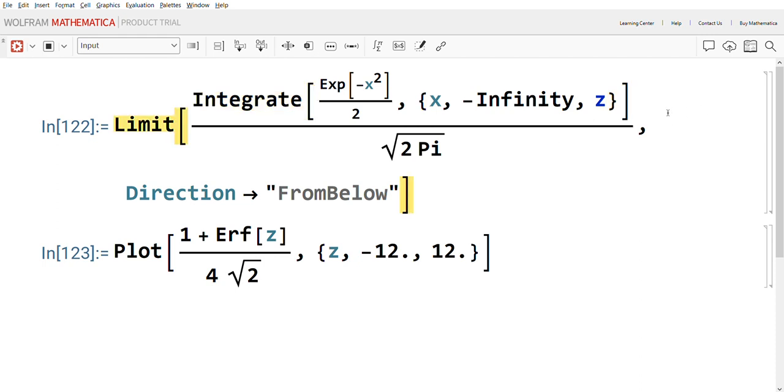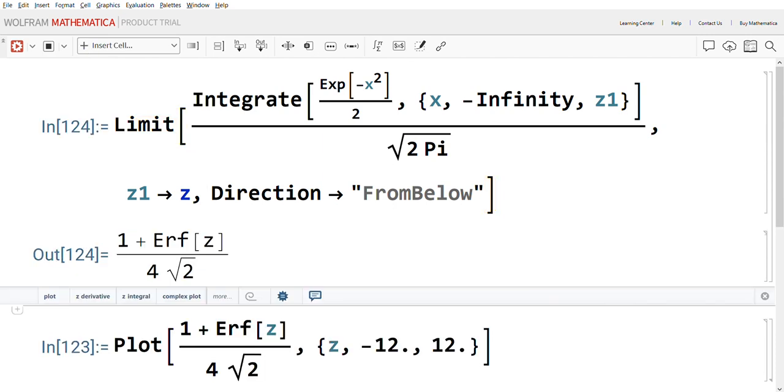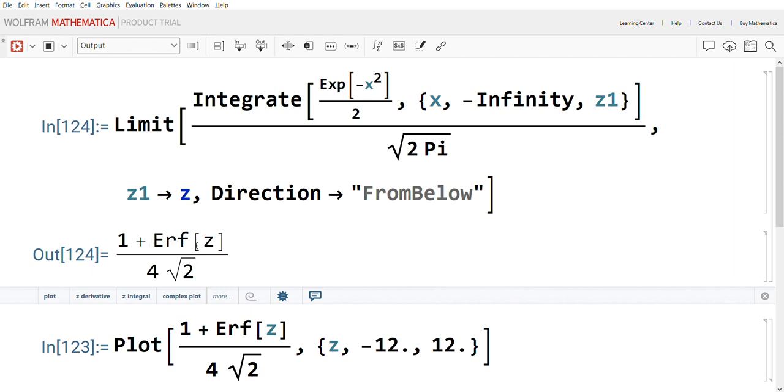Oops, I think I forgot something. I need to say what the variable is. So let me fix that. So I should put z1 here, and then take the limit as z1 approaches z. That's why it didn't come out the way I thought. Okay. Alright. So it came out with this very quickly. It just did that command real fast.